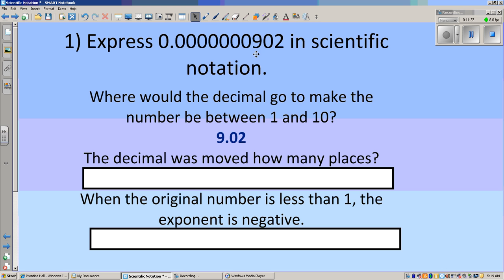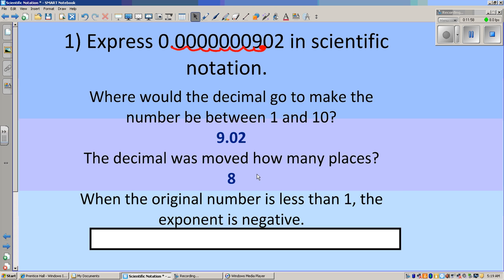Okay, so how many decimal places did we move our decimal? How many places did we move our decimal to get it between 9 and 0? Let's count. 1, 2, 3, 4, 5, 6, 7, 8 places. Okay, so if we're writing this in scientific notation, and our original number was less than 1, then our exponent is going to be negative.